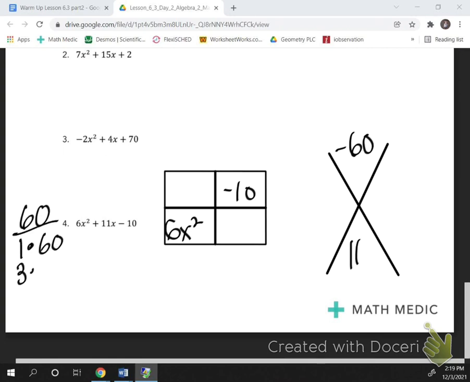1 and 60, 3 and 20, 10 and 6, 15 and 4. There it is. It's 15 and 4, right? Yes. Which one's going to be negative? 4.